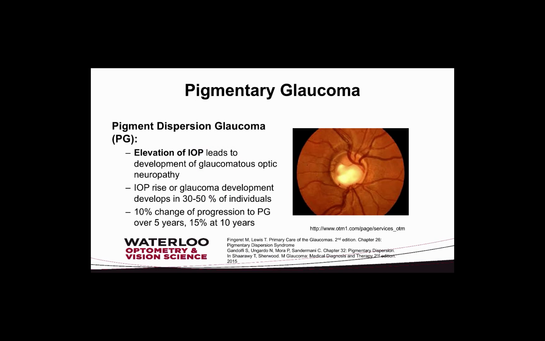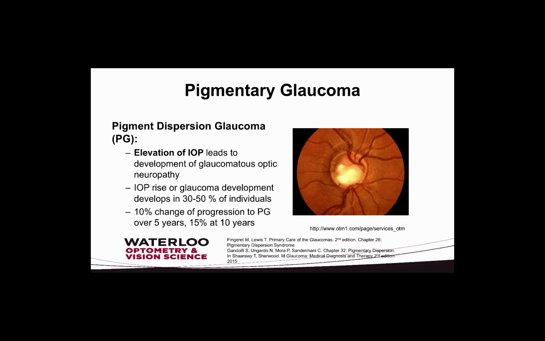So pigmentary glaucoma is essentially the progression of pigment dispersion syndrome to an optic neuropathy consistent with glaucoma. So we don't call it pigmentary glaucoma until we start to see damage to the optic nerve. So we can have pigment dispersion syndrome and an elevated IOP, but we still wouldn't call that glaucoma until we see the development of the optic neuropathy.